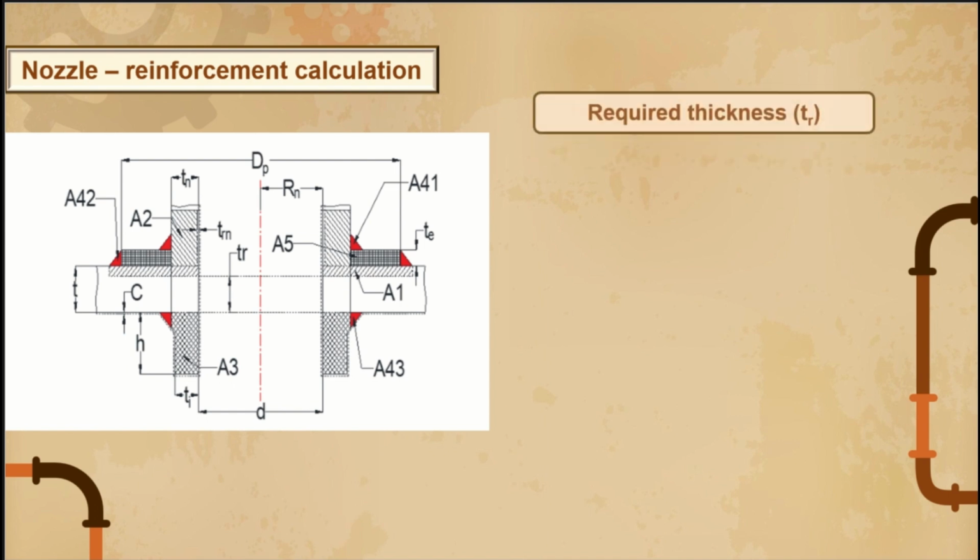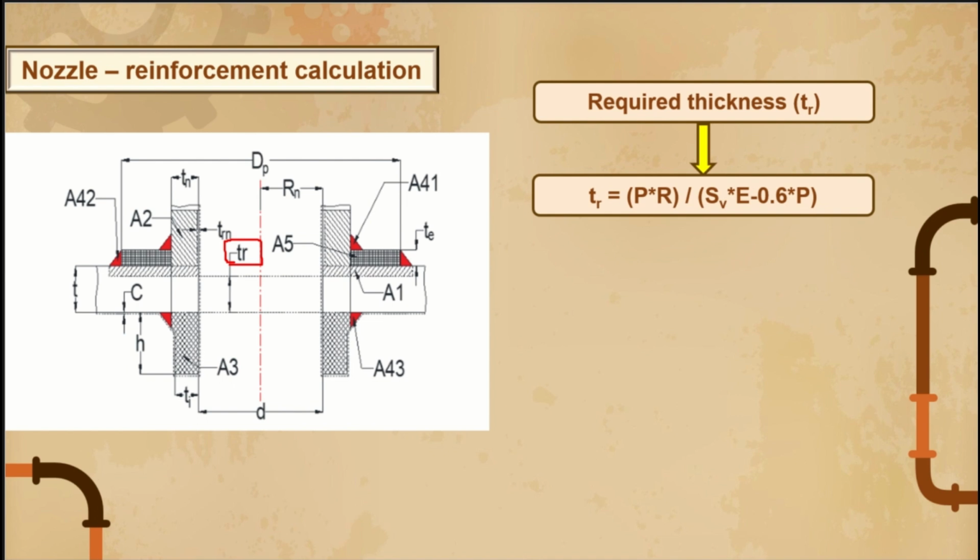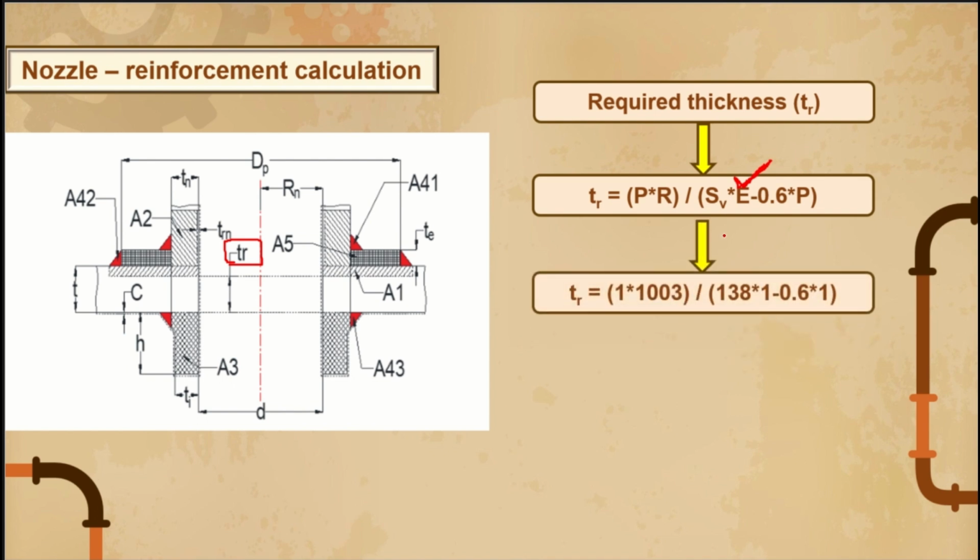The very first one is the required thickness for the shell. So we need to calculate the required thickness for the shell, guys. Here you can see in the diagram. We know that UG-27 gives the required thickness for shell, right? So I'm applying the same formula here. TR is equal to PR by SE minus 0.6P. Here E is the joint efficiency. This value is also available in Section 2 Part D, so you can take the value from that. As of now, I'm considering E as 1, guys.